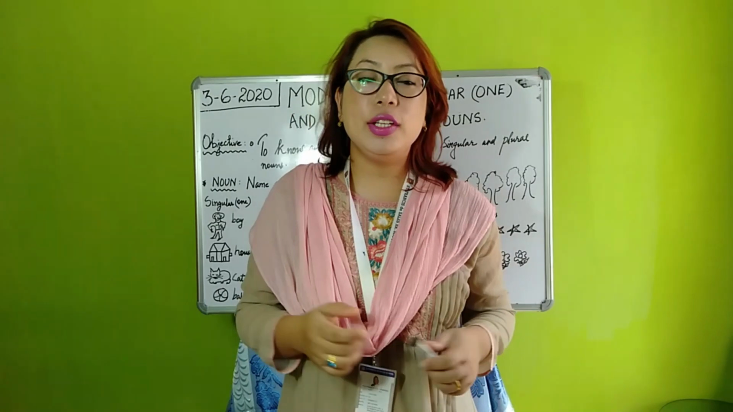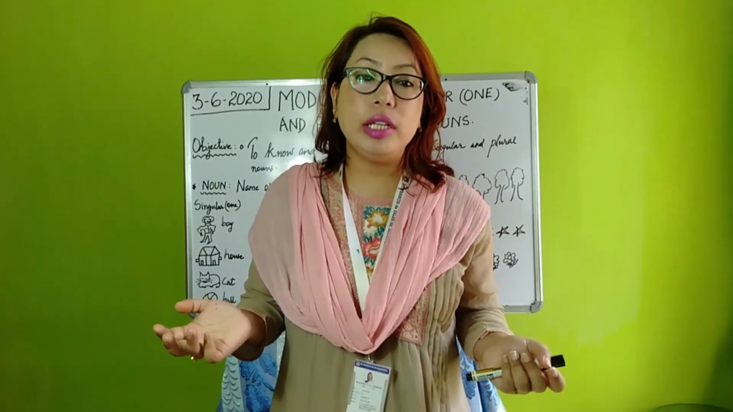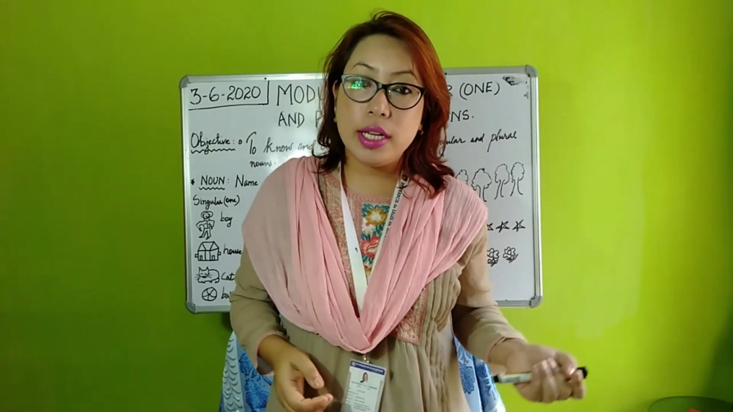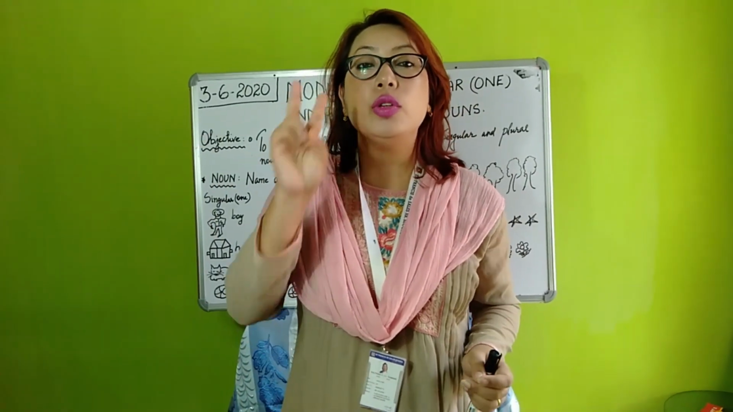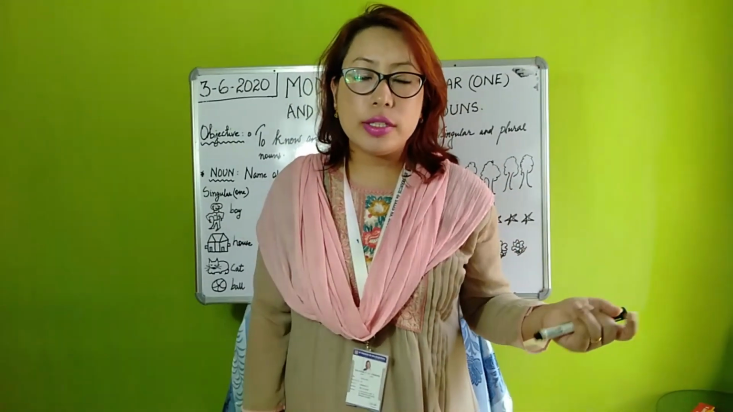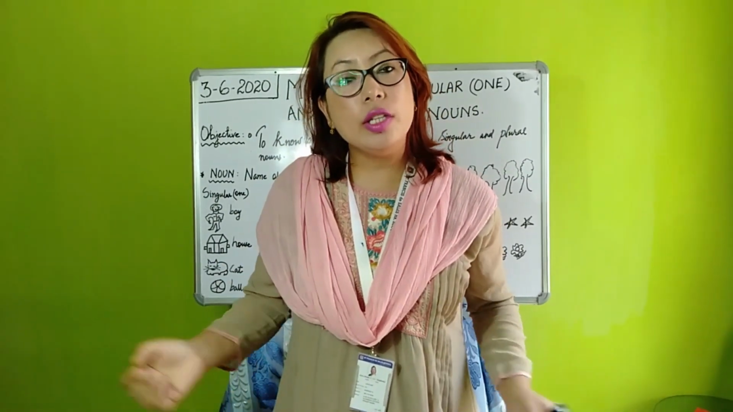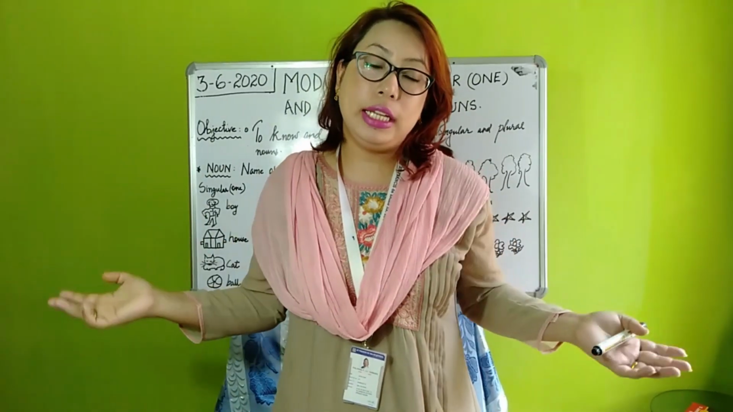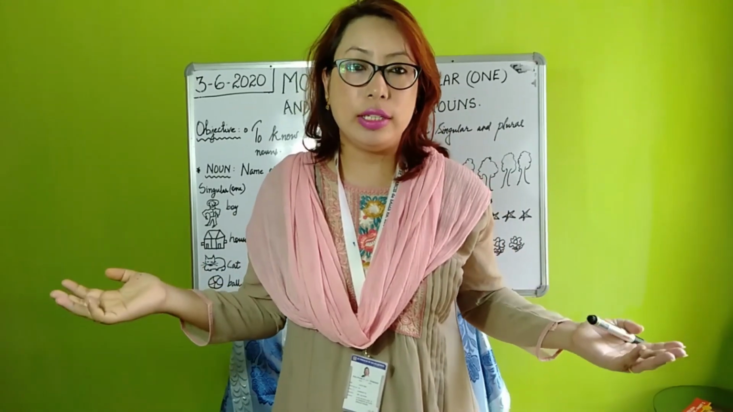So students, in today's class we have seen that a noun can be in two forms. Noun means the name of a person, place, animal or thing. It can be in two forms. One is singular. Singular means only one. And another one is plural. Plural means more than one, many. It can be 2, it can be 3, it can be 10 or 20.